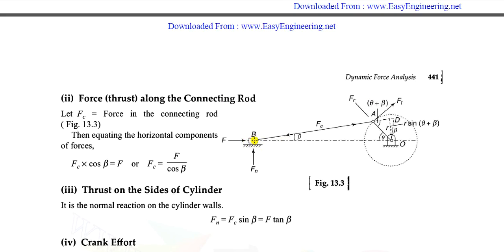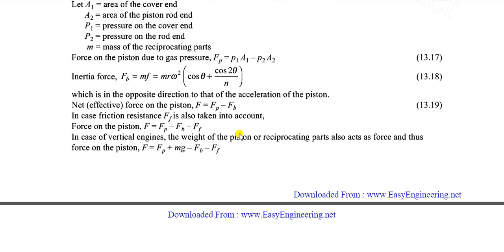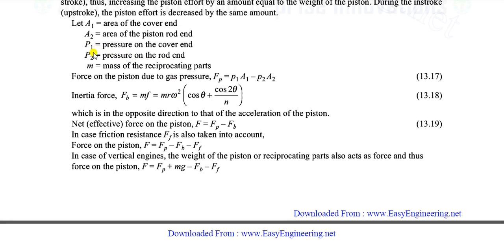Exactly here the piston rod is not explained, it is directly connected, but as you remember in the class I have made that piston rod also. So this end is piston rod end and this end is cover end. If cover end side pressure is P1 and rod end pressure is P2, m is the mass of the reciprocating parts.